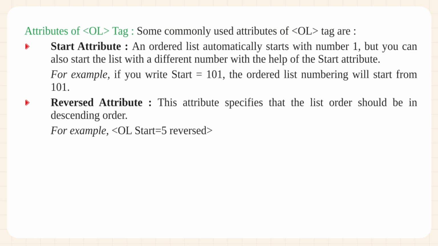Attributes of the <ol> tag. Some commonly used attributes of the <ol> tag are the start attribute. An ordered list automatically starts with number 1, but you can also start the list with a different number with the help of the start attribute. For example, if you write start=101, the ordered list numbering will start from 101. Reversed attribute: this attribute specifies that the list order should be in descending order. For example, <ol start=5 reversed>.